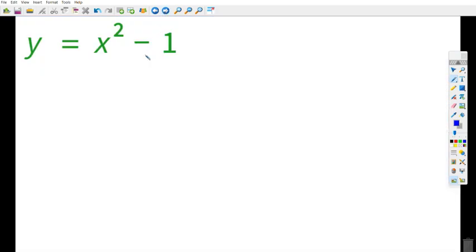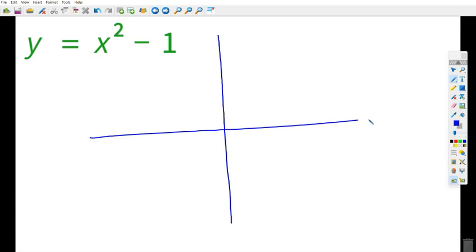Now, let's imagine these ones. So I'm going to draw a Cartesian plane. Draw it nice. And if I imagine what that looks like, if I take a normal parabola, normal x squared, I know what that looks like. And if I'm minus 1, is my normal x squared going up or down? It's going down 1 unit. So how many times am I going to cut the x-axis?